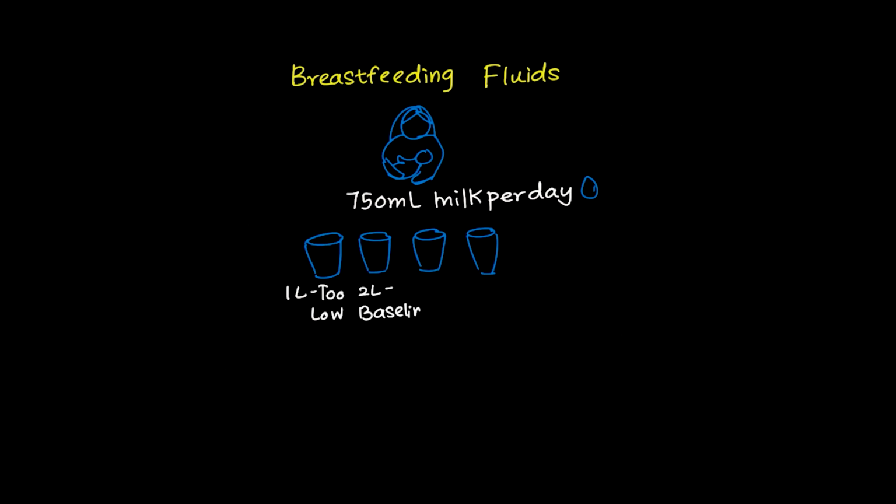1 liter sits far below baseline adult needs, much less the added load of lactation. 2 liters covers typical daily needs for a non-lactating adult, but does not replace the extra water leaving the body through breast milk. 4 liters goes past the recommended amount and risks electrolyte dilution. 3 liters hits the evidence-based target for most healthy breastfeeding mothers and keeps both milk supply and maternal hydration where they need to be.